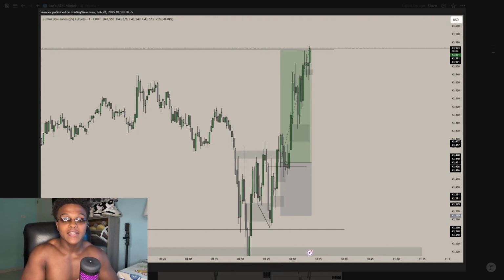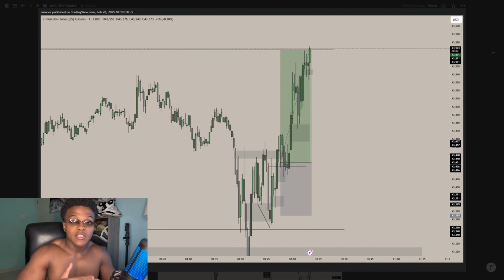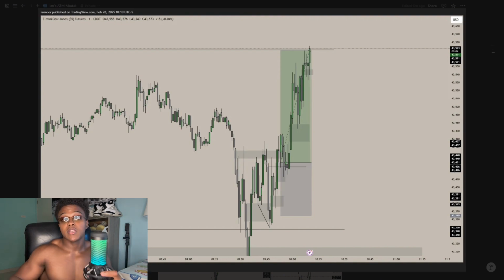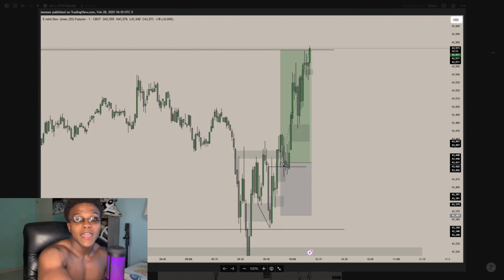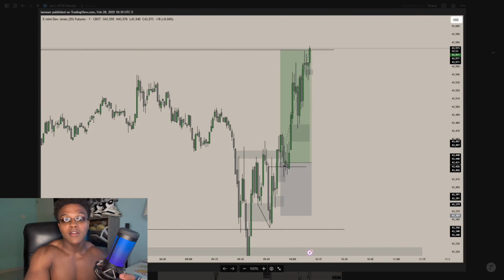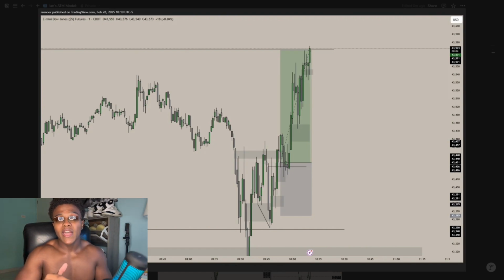Okay, after we print that SMT, which is also a form of internal manipulation, price then displaces higher, I enter on that retracement. Really, really, really simple. It's not complicated. Okay, then I enter. My stop is then somewhere down there. Usually when we have SMT, you don't need a big stop loss, and then boom, price just pumps to my TP.